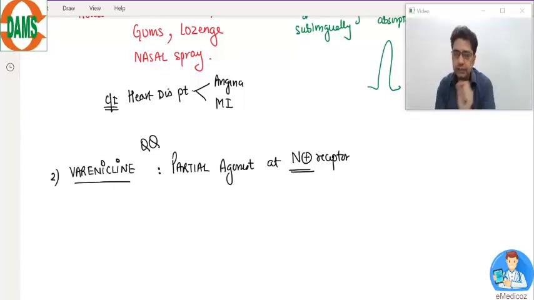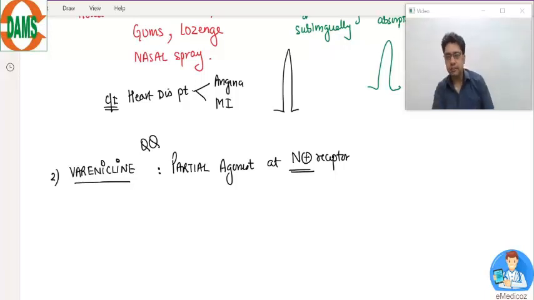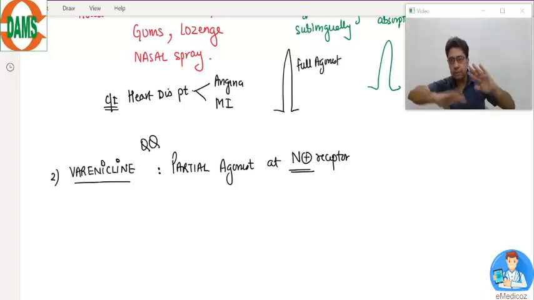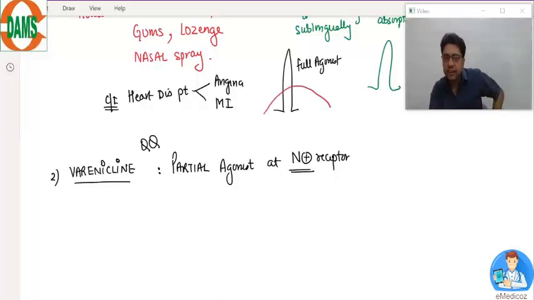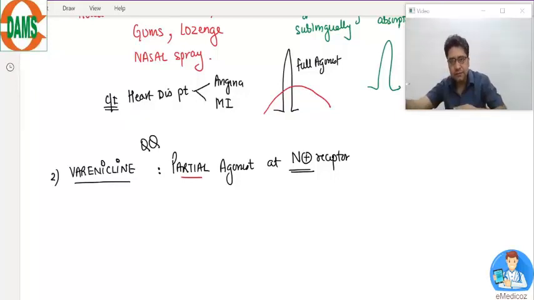Sir, my question is, if a full agonist will produce this much effect, what about a partial agonist? If a full agonist will produce maximum effect, can we say a partial agonist will produce less pleasurable effect? So can we give a partial agonist also? It will not produce pleasure, it will not produce craving. Partial agonist at the nicotinic receptor.